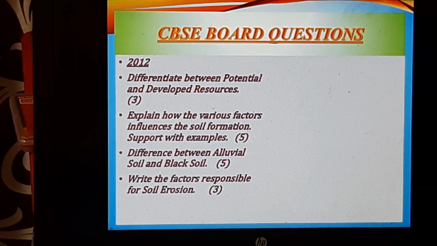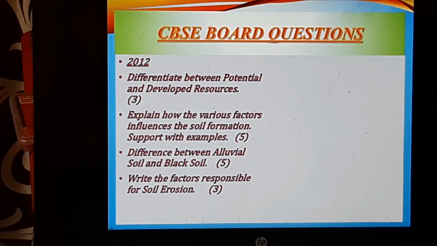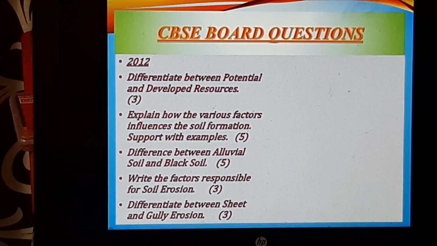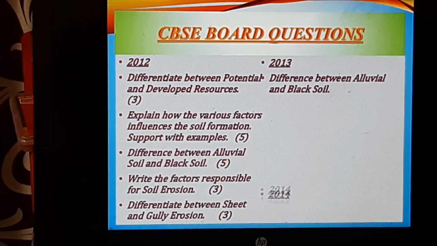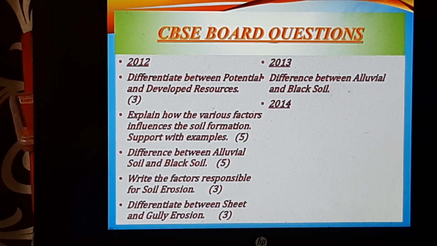Write the factors responsible for soil erosion. So you have to write some physical factors and some human factors. Next, differentiate between sheet and gully erosion. 2013, the question was again repeated, difference between alluvial and black soil. It was also in 2013, the question was of 3 marks.